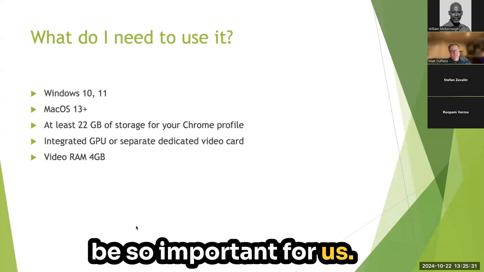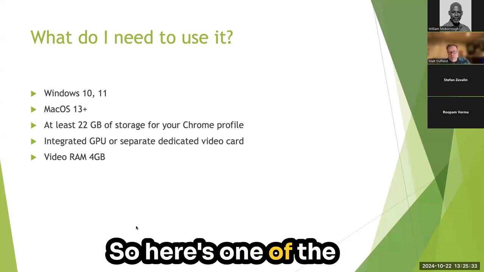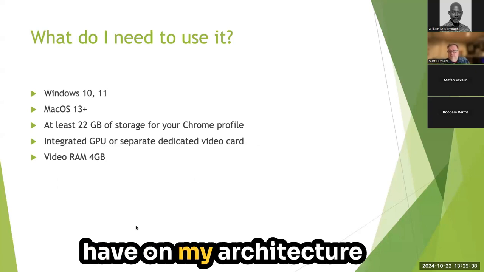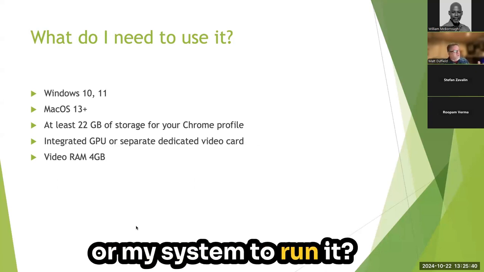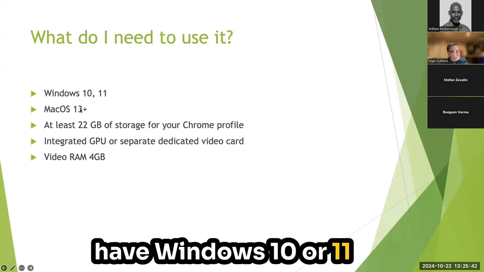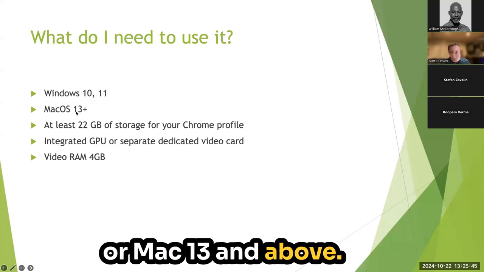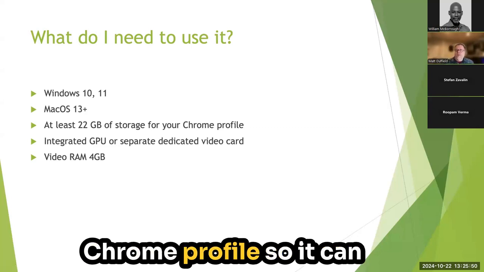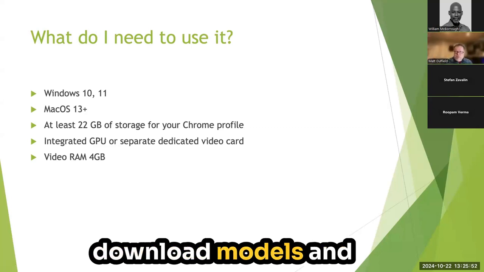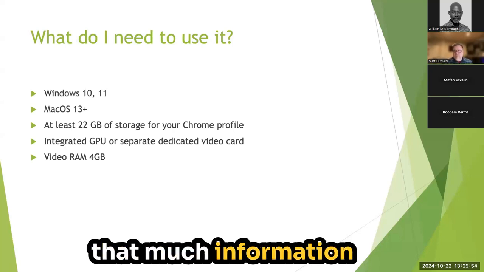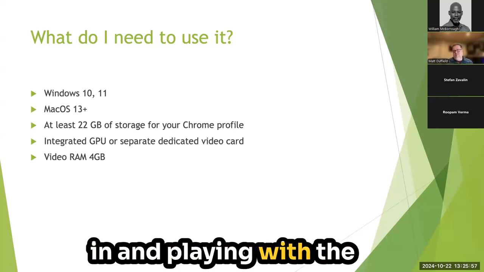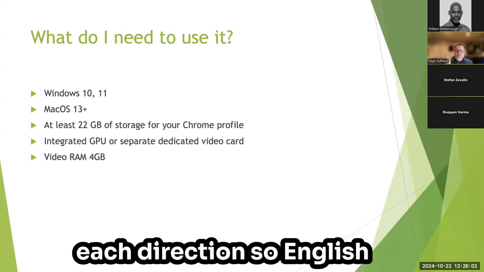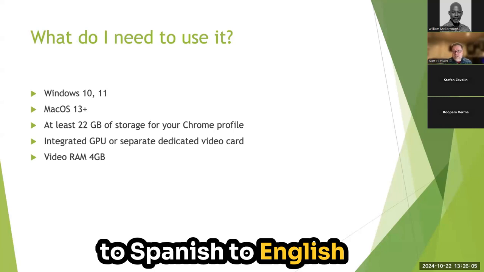Okay, so here's one of the biggest caveats with this: what do I need to have on my architecture or my system to run it? You need to either have Windows 10 or 11 or Mac OS 13 and above. There needs to be at least 22 gigs in your Chrome profile so it can download models. And you're not going to use that much unless you start going in and playing with the language models for translations, because each direction, so English to Spanish to English, is a single model.